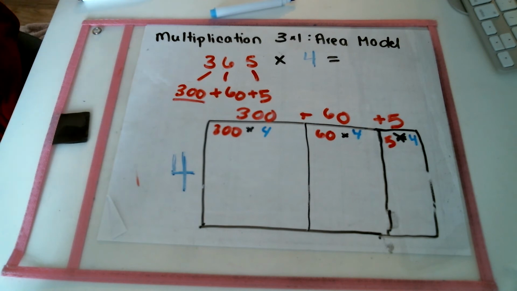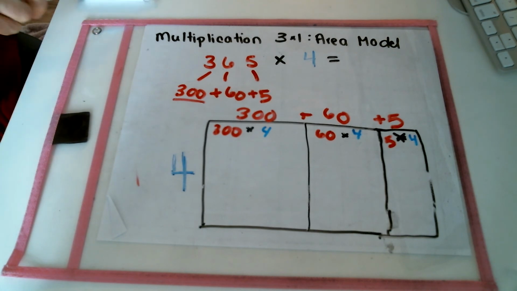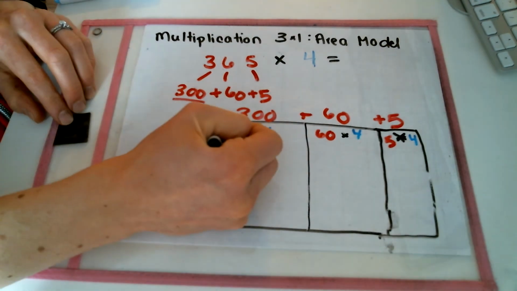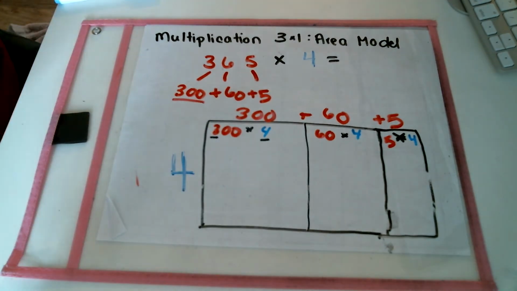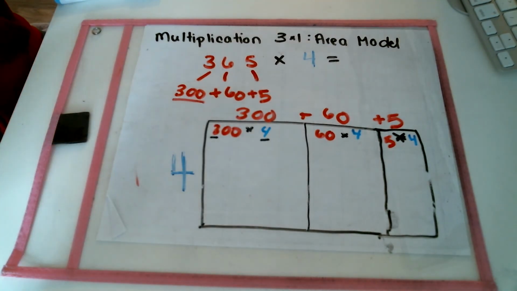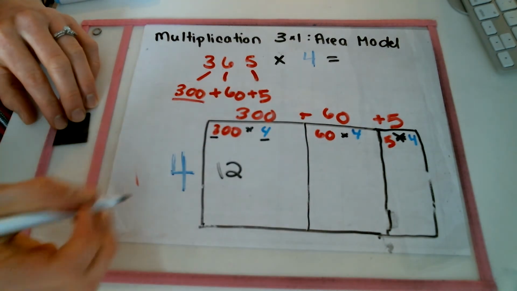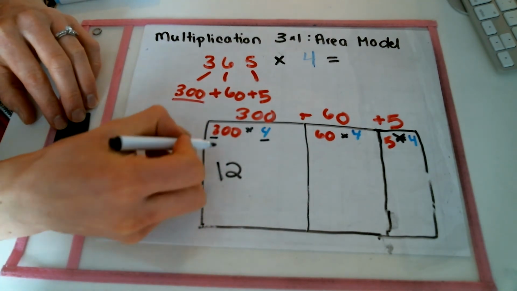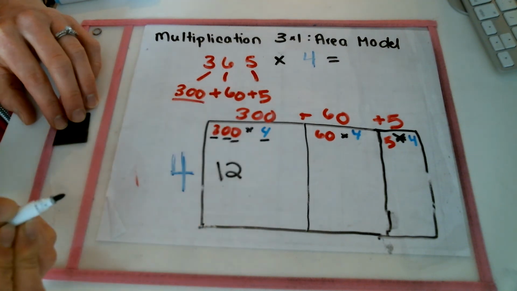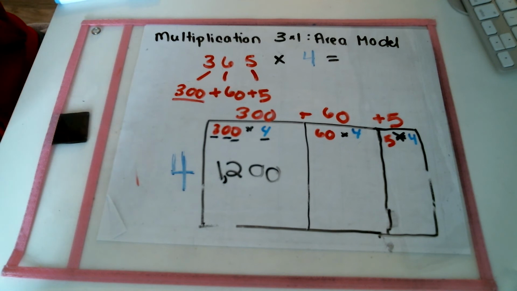So the first thing that I'm going to do here is look at my 300 times 4. If these zeros are overwhelming at first, just look at your digits that are larger than 0. I have 3 times 4. I can quickly find 3 times 4. 3 times 4 is 12. But this is not just 3, right? It's 3 hundreds. So I have 2 extra zeros, and I put them here. If I multiply 12 by 100, I get 1200.